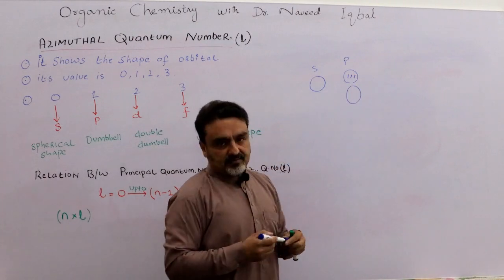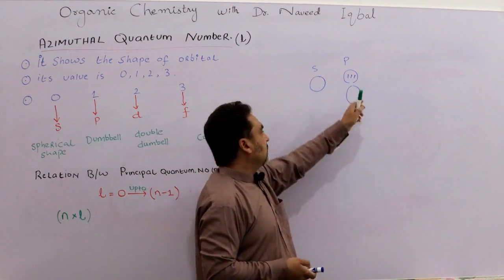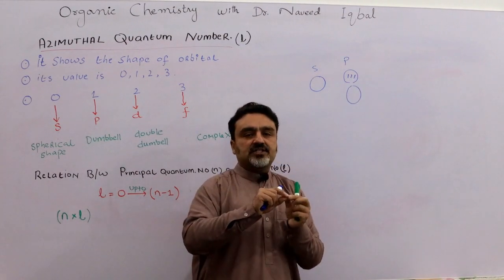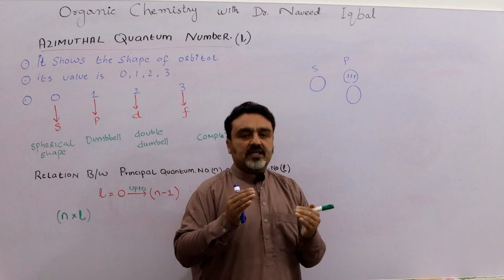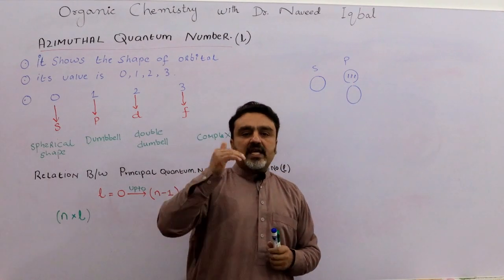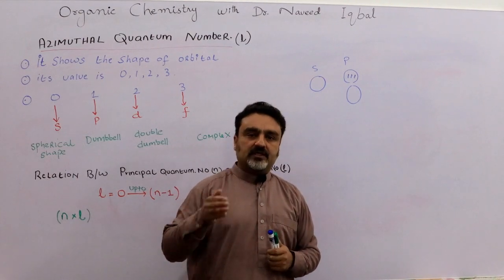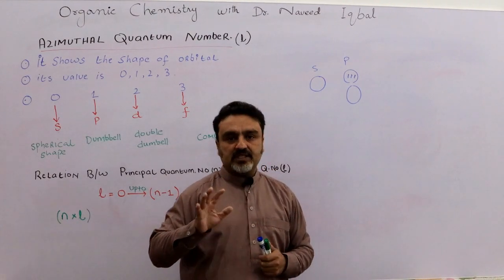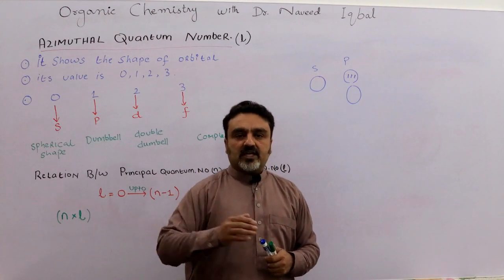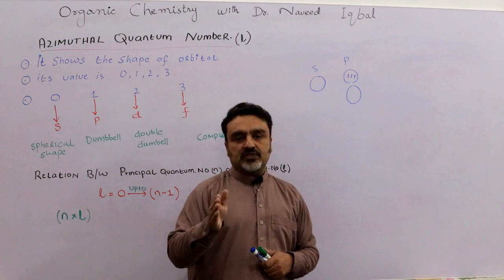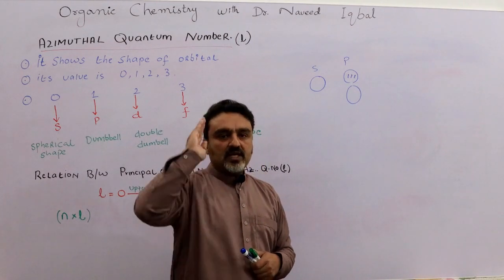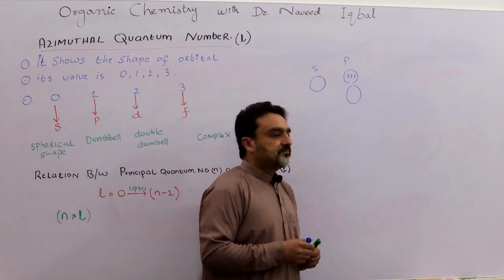Mostly you have seen that one lobe of this p orbital is either shaded, or described by plus and the other by negative, or shaded and unshaded. They are telling about the sign of the wave function, but that's beyond the scope of this course. We would be discussing it in the advanced course. If anyone would like to study that, they can watch my videos on the advanced course, and you will find it.